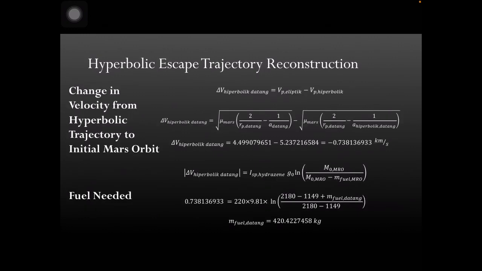After obtaining the required orbital parameters, to calculate the change in velocity needed to change the hyperbolic orbit into the elliptic orbit, it is done by finding the difference between the elliptical orbit velocity and hyperbolic orbit velocity, both at the pericenter. Therefore, it is obtained that the change of velocity needed is around negative 0.74 kilometers per second. The result is negative because slowing down the MRO will need a velocity in the opposite direction of where it is heading.